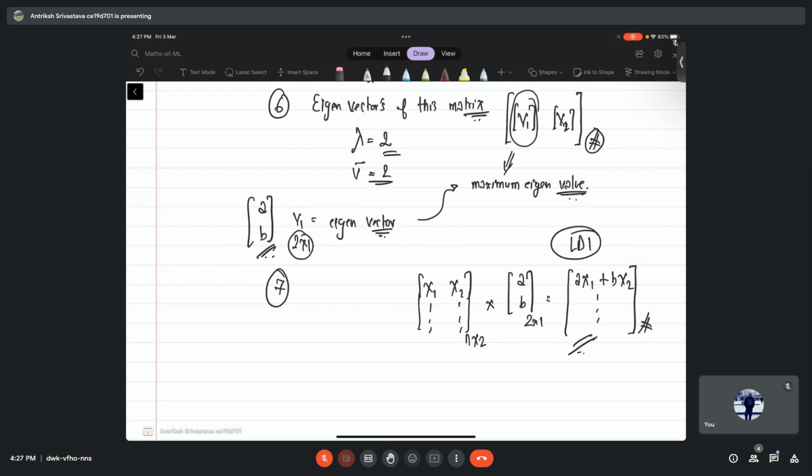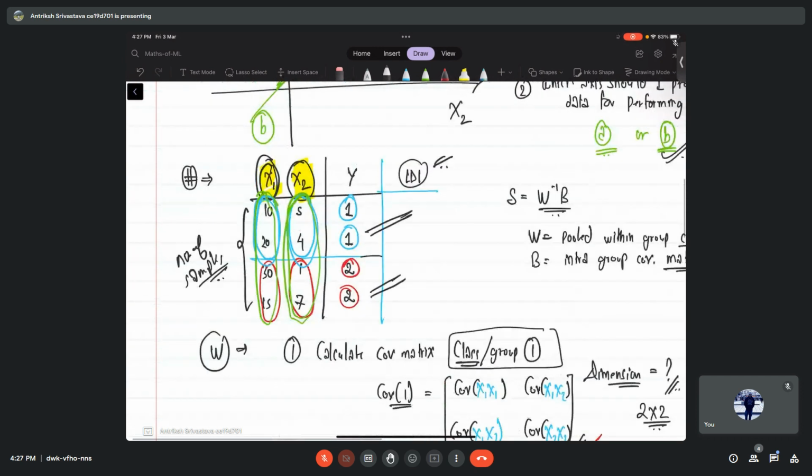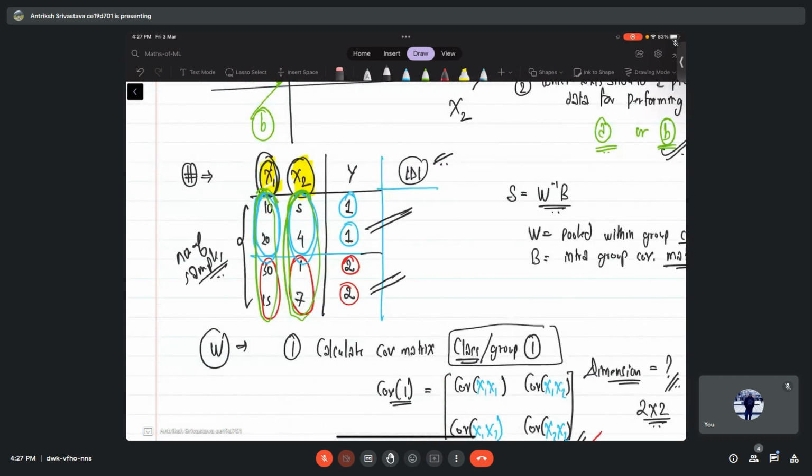right? So now when you have this LD1 and you plot these values or you list these values, you will identify that there is a very distinguishable difference between the values that we obtained for class 1 and that we obtained for class 2. So in one of the examples, we could see that LD1 for class 1 was all negative and the LD1 for class 2 was all positive.